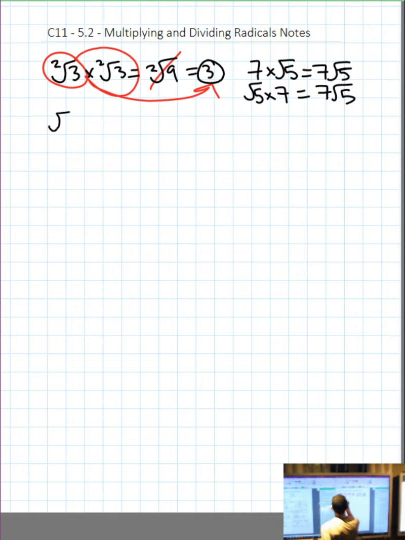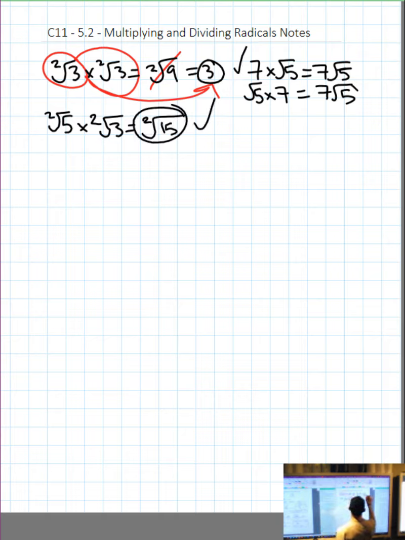Okay, root 5, square root, forgot the 2, times square root 3. Well, multiply the numbers underneath the root. 5 times 3 is 15. Check your answer on the calculator. Circle all of your answers. Check all your answers on your calculator. Okay, so that's multiply the numbers underneath the root.